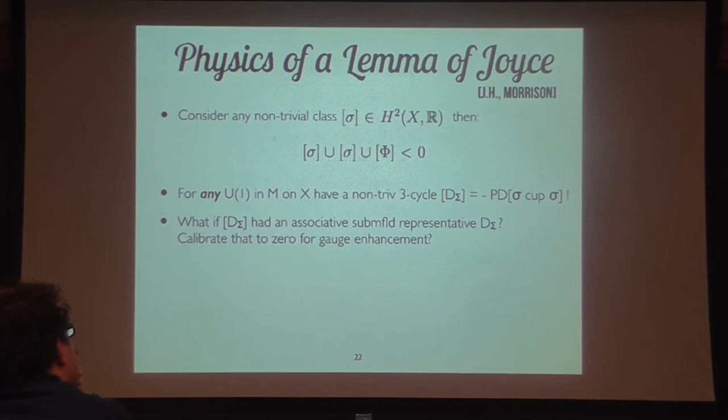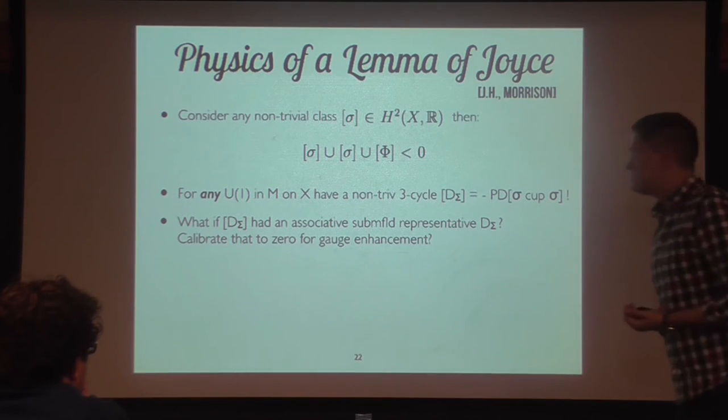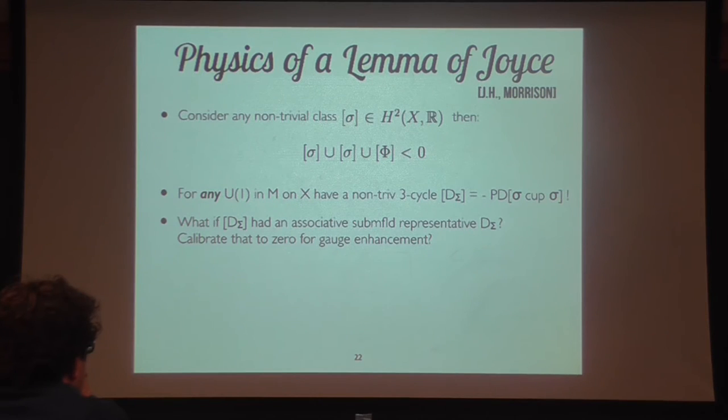So this is significant because it's something that's totally general for an M theory compactification on a smooth G2 manifold. U1s always have this property. And so if you ask the question, okay, this is a class, but you're not guaranteed for a homology class that you have submanifold representatives of that class. It may or may not be the case. This class always exists for any U1 in an M theory compactification.